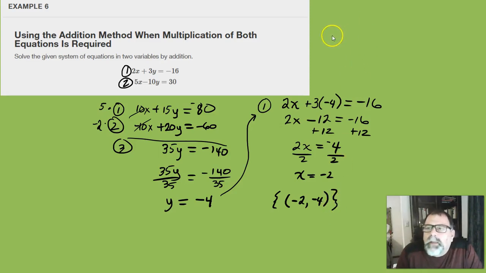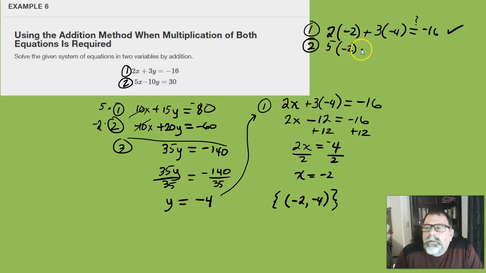Let's check to make sure I didn't make any other mistakes. So equation 1, 2 times negative 2 plus 3 times negative 4, does that equal negative 16? So I just, in my calculator, 2 times negative 2 plus 3 times negative 4, so negative 4, negative 12, and hit equals, and it should be negative 16. Okay, the second equation, 5 times negative 2 minus 10 times negative 4, does that equal 30? So we got negative 10 plus 40, which is 30. That one checks out too. So I know I did it right.